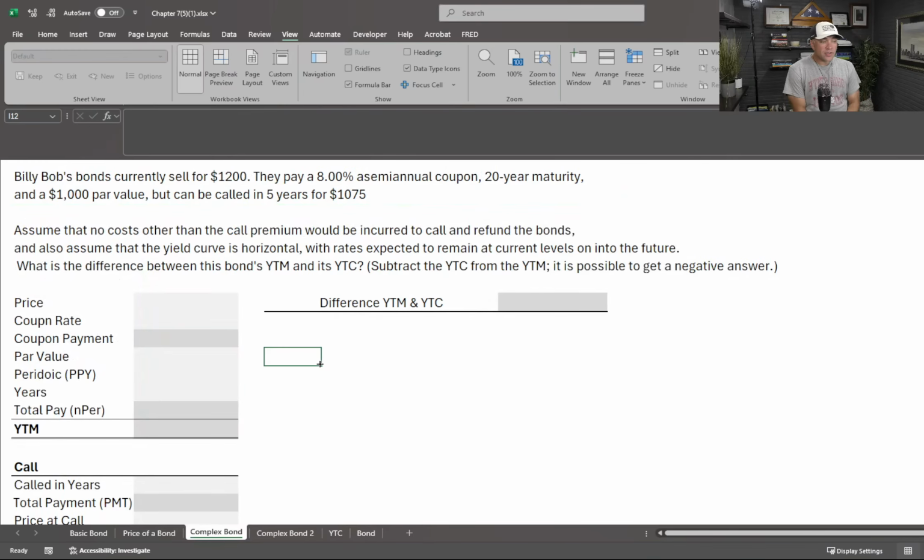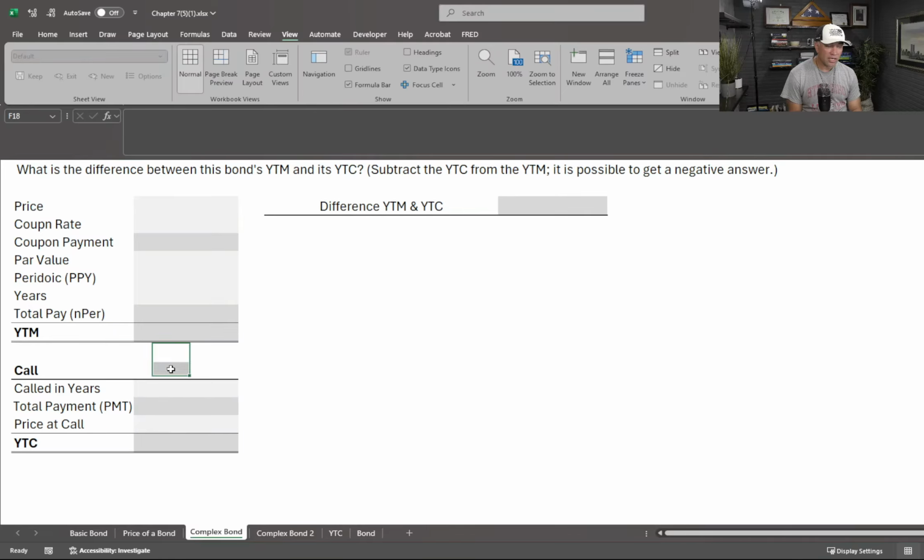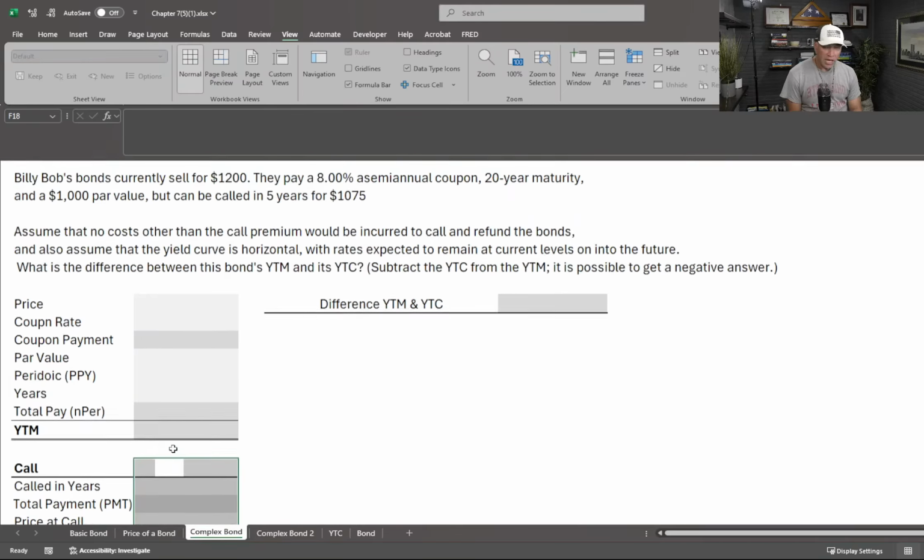Okay, Billy Bob's bonds currently sell for $1,200. They pay an 8% semi-annual coupon, 20 years to maturity, and have a $1,000 par value, but can be called in 5 years for $1,075. So this is going to be a normal bond, and then we're going to look at what is yield to call. So what is a call?